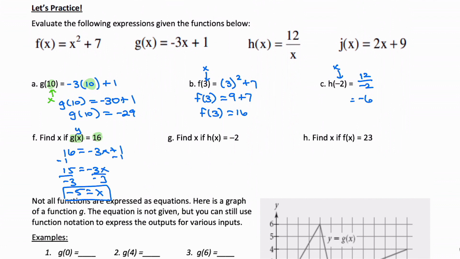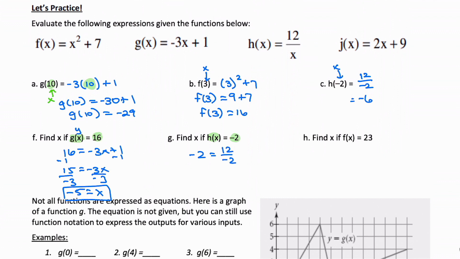Again, they're telling me h of x is equal to negative 2. That's all of h of x is equal to negative 2, not just the inside part. So anywhere I see an h of x, I get to replace it with the number negative 2. Here's the h of x. That's going to get replaced with the negative 2. So I end up with negative 2 is equal to 12 divided by negative 2.